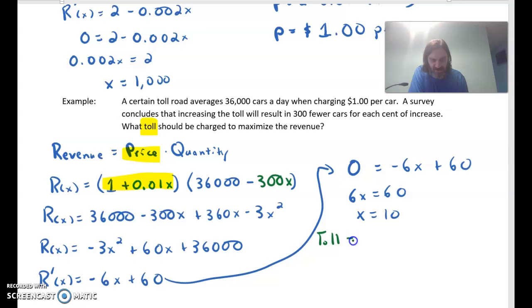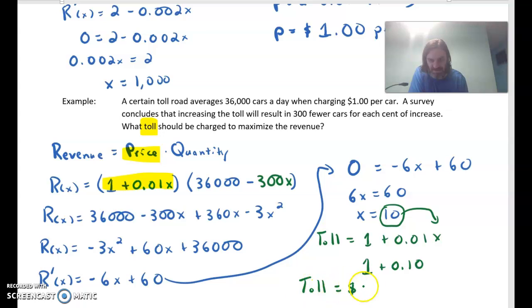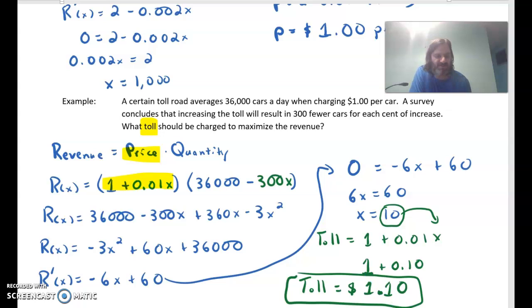So this price, toll or price, equals 1 plus 0.01x, and our x is 10. So that'll be 1 plus 0.10. So the toll for the max revenue will be $1.10. I don't know why it looks so weird when I write it. But the $1.10 toll per car will be what gives us the most revenue. And we could figure out what that revenue would be if we wanted to plug the 10 back into our revenue equation. Thank you.